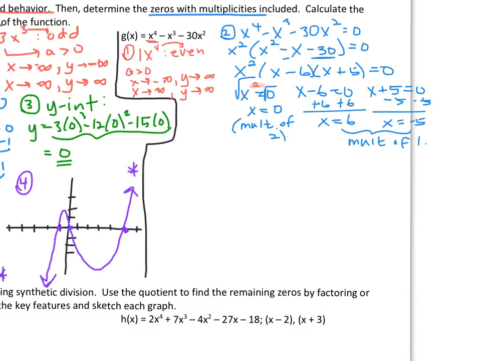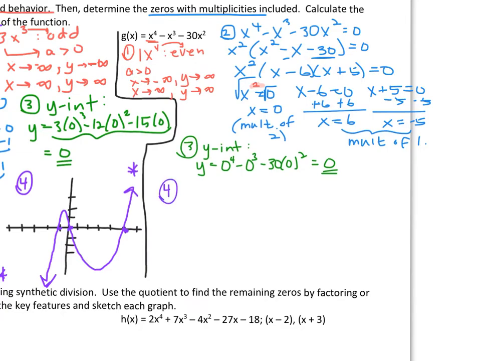That was step 2. Step 3, find our y-intercept. If you plug in 0 for all 3 terms, you'd have 0 to the 4th power minus 0 cubed minus 30 times 0 squared. And that just equals 0 again. That's our y-intercept. So not all that exciting, is it? All right, last step. Let's put all this together and see if we can get the shape of our graph.